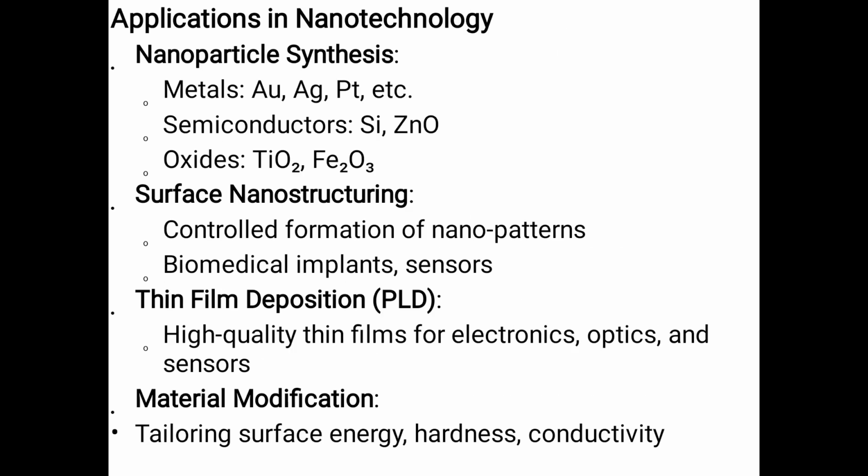Applications of these methods in nanotechnology. Nanoparticle synthesis. Metals such as silver, gold, platinum, etc. can be synthesized as nanoparticles, and also semiconductors like silicon and zinc oxide, and oxides such as titanium dioxide as well as Fe2O3 are synthesized with this method.